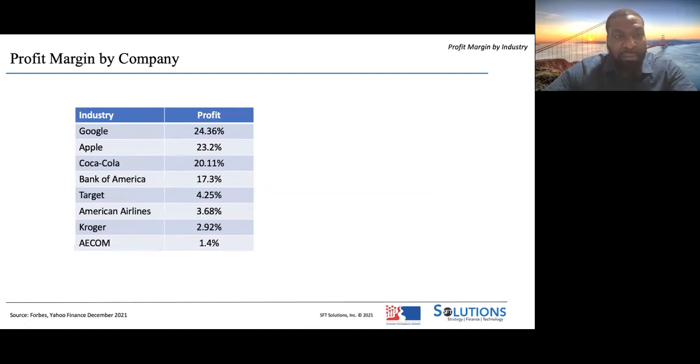Here are some companies that you may be familiar with. This is all information from their financial reports. Google is very profitable. About $25 for every $100 that they bring in goes straight to the bank. Apple, likewise, is very profitable. But as you move down, you can see some of the businesses that we know and we use a lot aren't as profitable. American Airlines puts about $3.68 in the bank for every $100 in sales. Kroger, same thing, right? About $3 for every $100 in sales. And you can tell the folks at the top of this use value pricing. The folks at the bottom of this, based on their industry, can only use cost plus pricing.